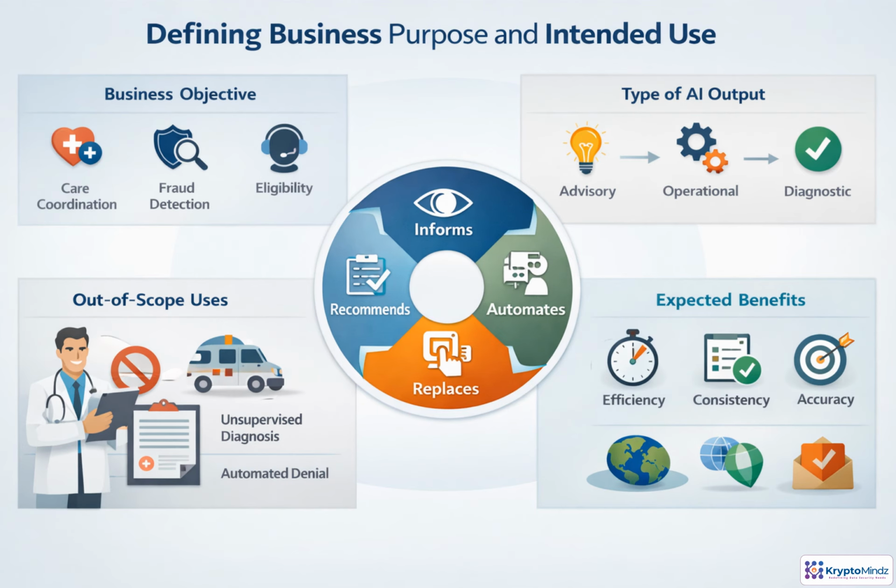A strong scope definition starts with purpose: what business problem the system solves, and what role its output plays. The same model can carry very different obligations depending on whether it informs, recommends, automates, or replaces a human decision. Be explicit about the objective, users, decision role, expected benefits, and forbidden uses. In healthcare, this distinction matters. Supporting a clinician is very different from unsupervised diagnosis or automated denial of care.